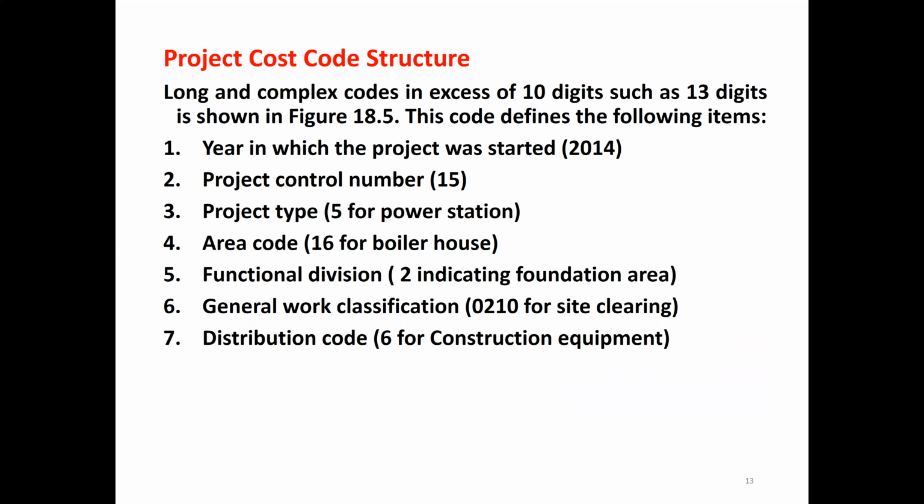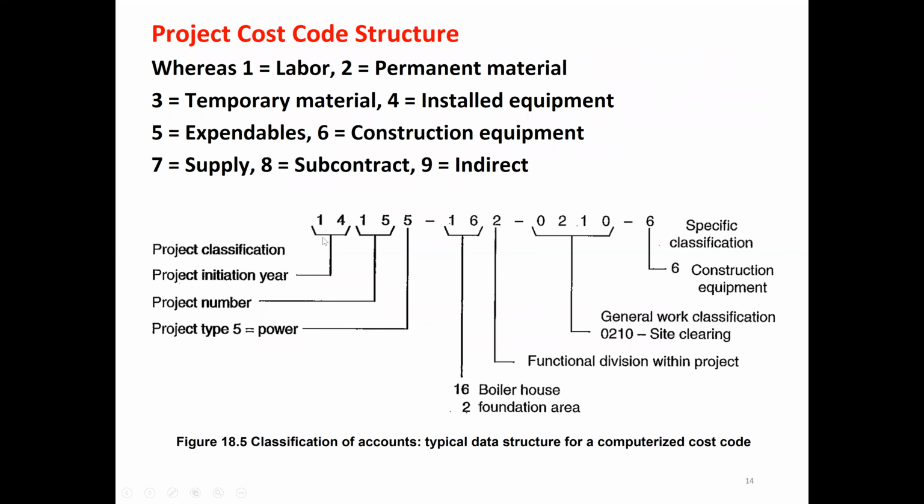And the general work classification, like 0210, represents site clearing. The distribution code 6 is for construction equipment. This is the description for the given number. Similarly, 1 represents labor, 2 is permanent material, 3 is temporary material, 4 is installed equipment, 5 is expendables, 6 is construction equipment, 7 is supply, 8 is subcontract, 9 is indirect.